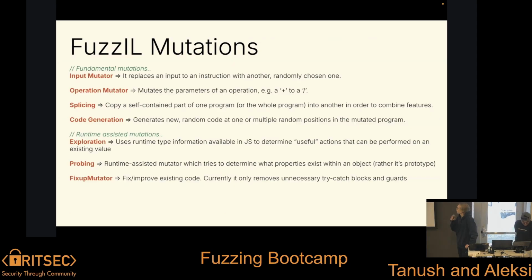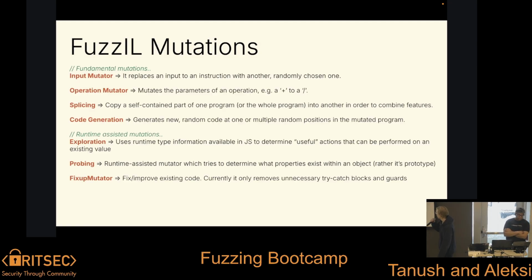Yeah, cool. And then this is just a list of all of Fuzzilli's main mutators, or the mutations that it can perform on this FuzzIL. I'm not going to go over every one, but I think some interesting ones are code splicing. Basically, it'll just copy a self-contained part of a program, or it could even be the whole program, into another one in order to combine the features.